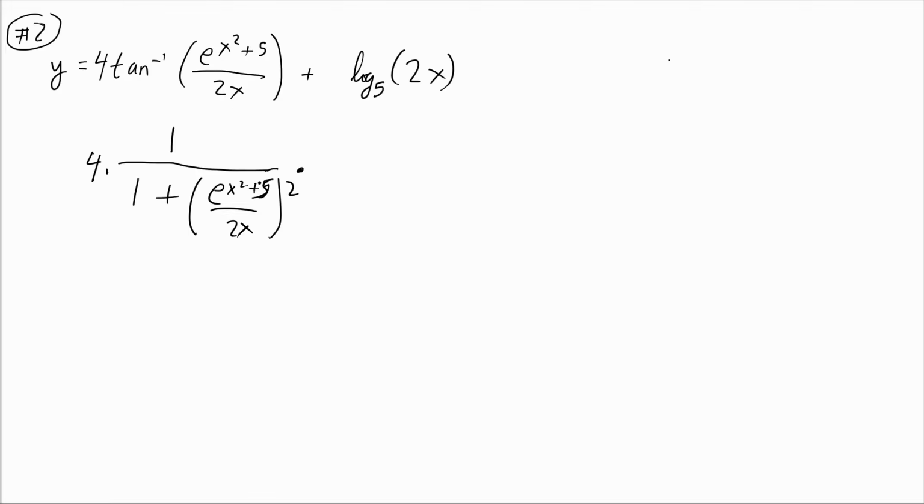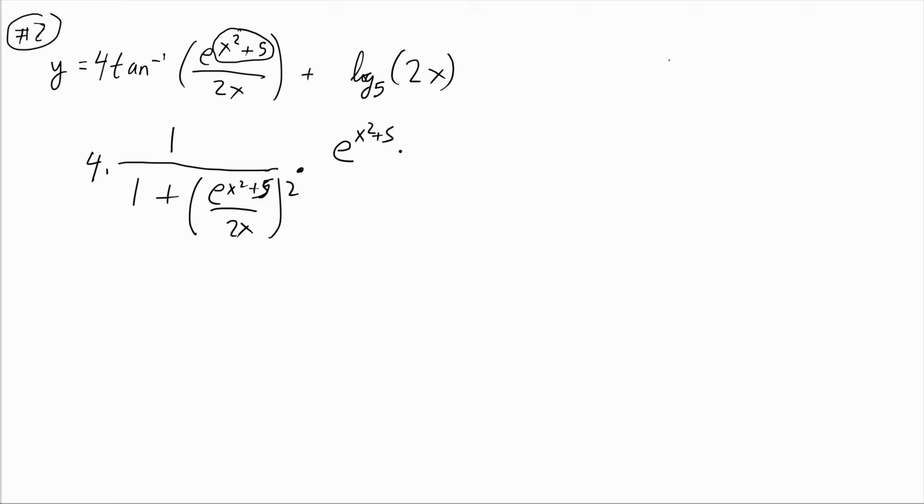The inside is e to the quantity x squared plus 5, so keep in mind that whole thing is in an exponent, completely over 2x. I'm going to use the quotient rule. We take the derivative of the top, which is another chain rule: e to the x squared plus 5, e to the something. The derivative of e to the something is e to the something.